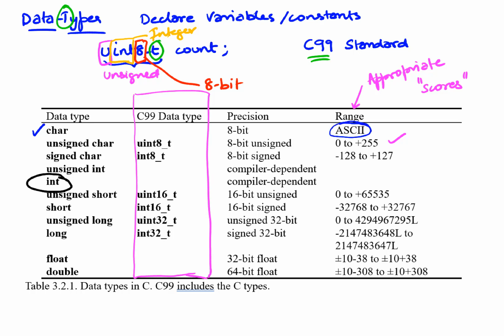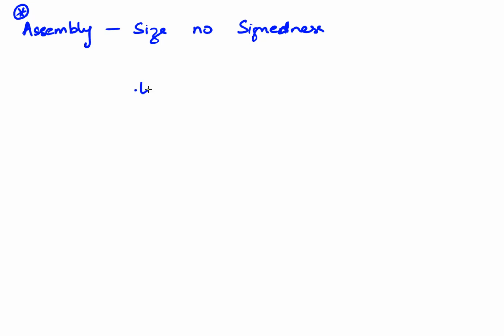The last note about data types, since we've been working with assembly and C: in assembly, there is a size but no signedness. This is a very important thing I want all of us to remember. When I make a variable in assembly, I tell it how many bits it is, but I can't tell it whether it's signed or unsigned. For example, I can say .long, but I can't say whether it's signed or not. I can say .short, or .byte, but I cannot say whether it's signed. That's a fundamental difference between assembly and C.